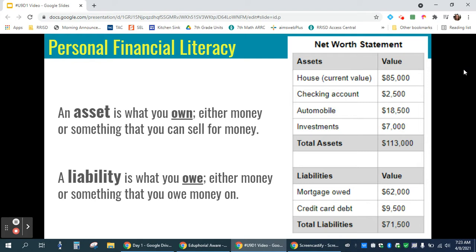Well, an asset is something that you own, either money or something that you can sell for money. And a liability is something that you owe, either money again, or something that you owe money on, like a mortgage, a house, a car, right? So if you have more assets than liability, you're solid, you're in a positive state, you're in the green. But if you have more liabilities than you have assets, then you're in the red, you're in the negative, and something needs to change to get out of debt.